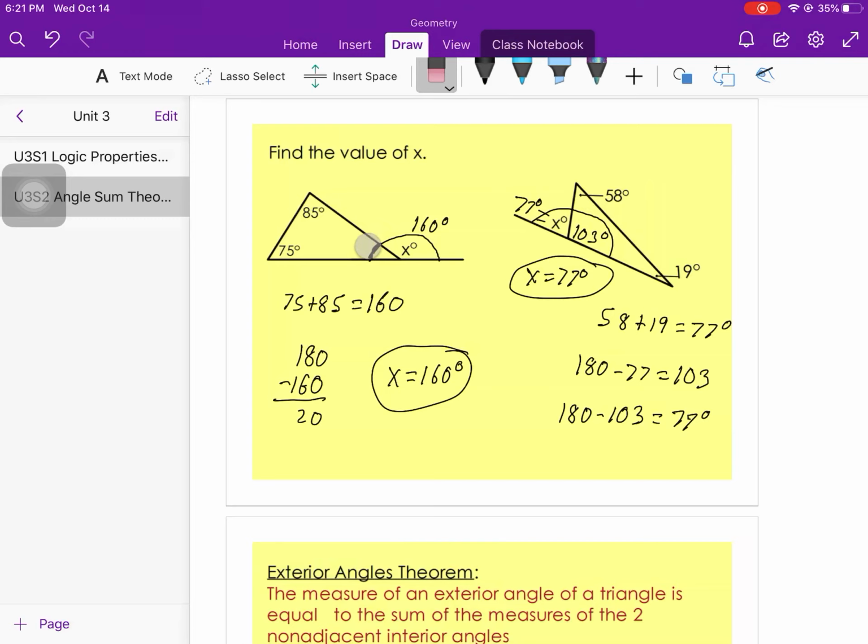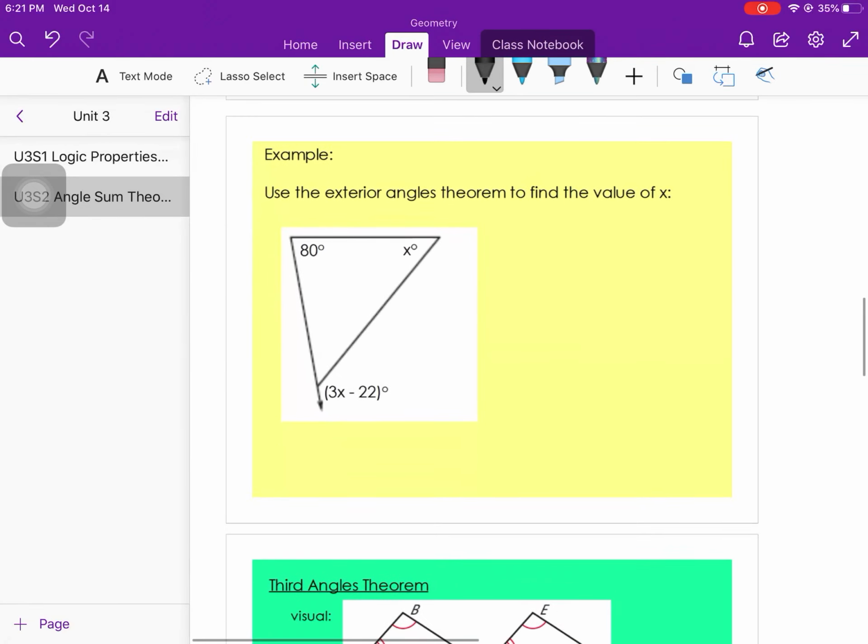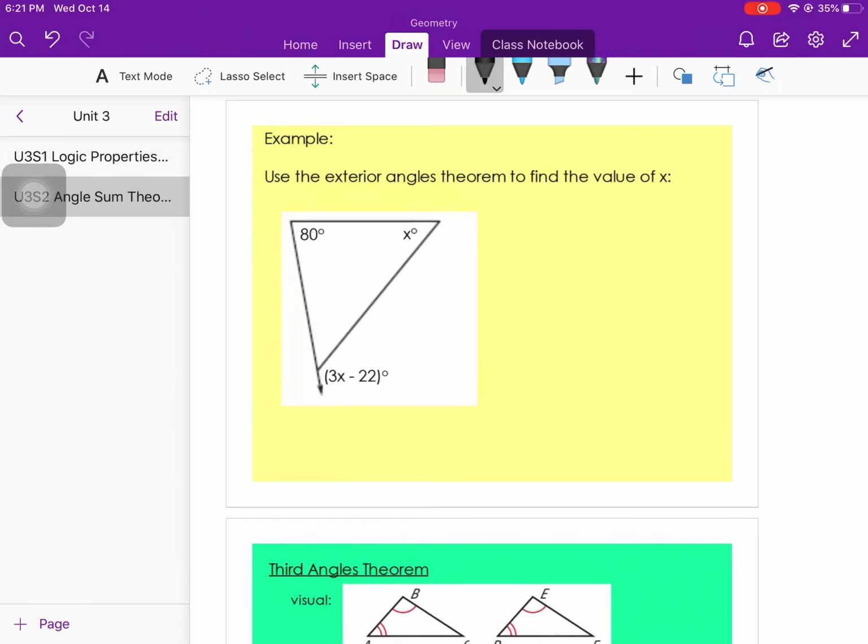So if we go back up here, looking at these before I drew all of this, this would have been 1, 2, 3, and then this was angle 4. So if we added up 1 and 2, we got 160, which was what the value of x was. So it's just kind of like a nice shortcut.